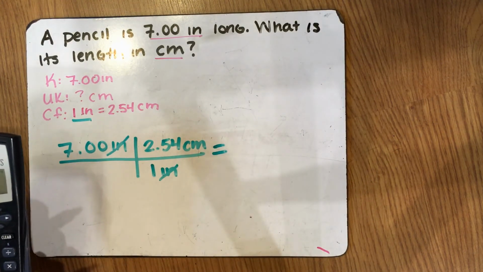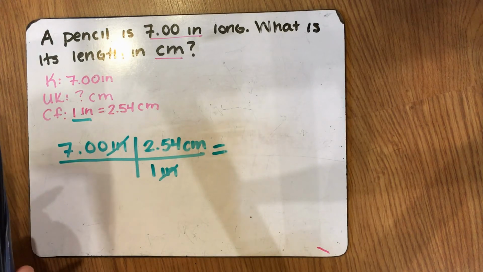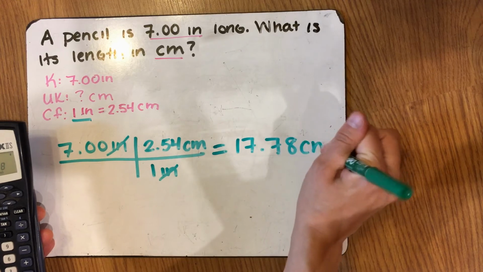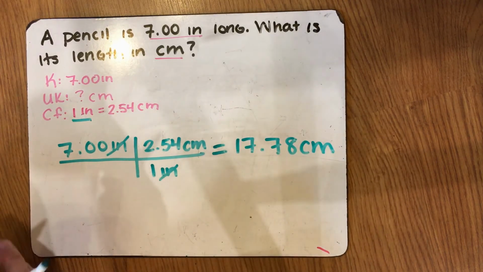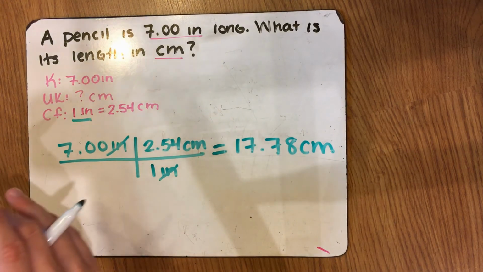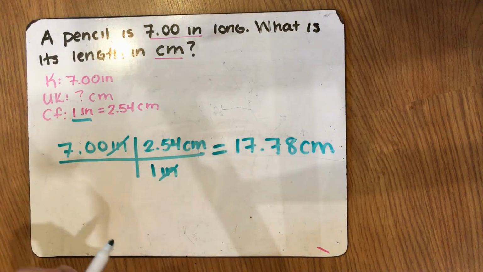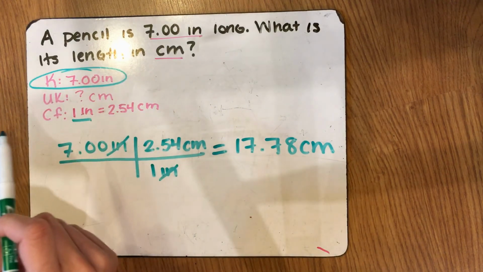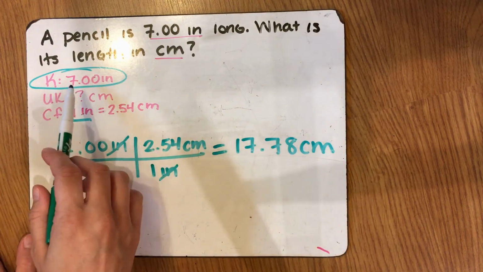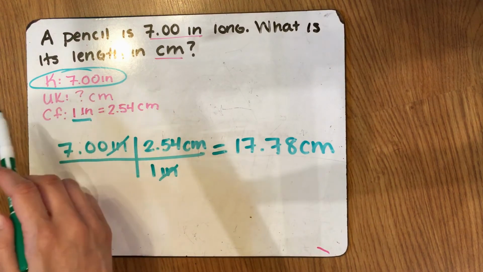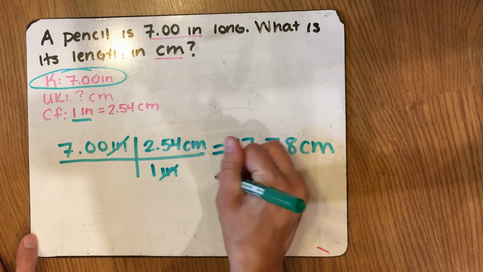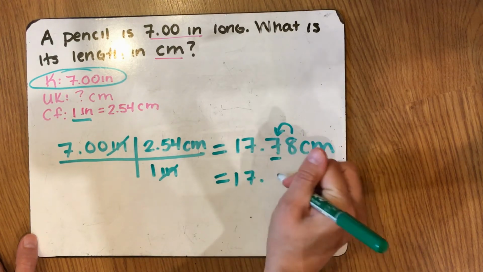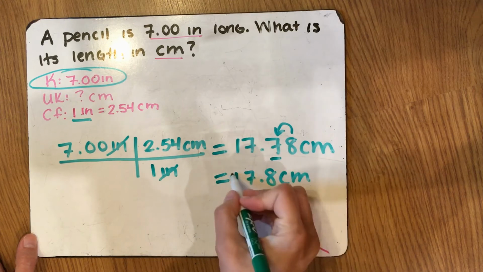7 times 2.54, we get 17.78 centimeters. However, we're not done because we need to do sig figs. Every time we do a unit conversion problem, we want to look at that known and use that as our sig figs. So this known had 1, 2, 3 sig figs, so my answer should have 3. This will round up, so it would be 17.8 centimeters.